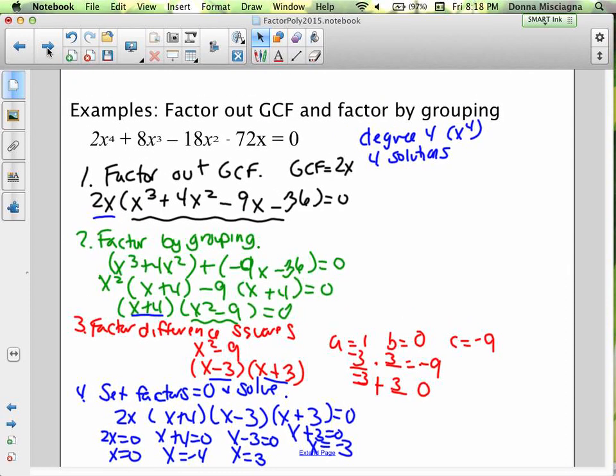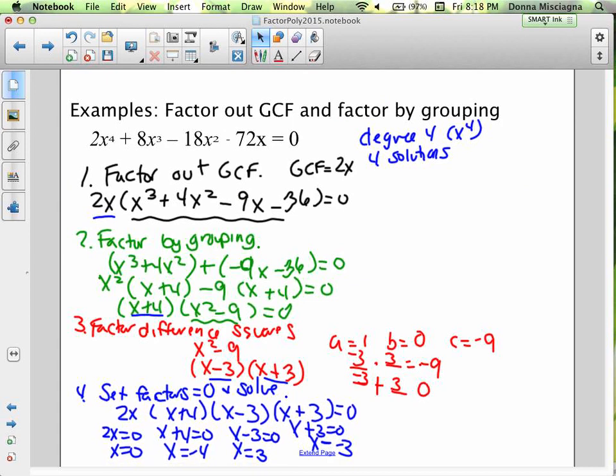There we go. All right, so there you can see all of our solutions, our 4 solutions, right? And degree 4, we're feeling pretty good because we have 4 solutions. All right?